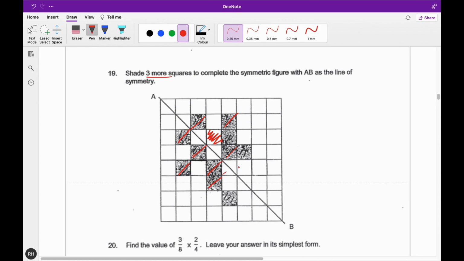Half line, 1 line, half line, 1 line, correct. And then we have half line, 1 line, half line. Okay, so 1 line over here, and then 1 more square, which is 1 line and half line, and 1 line. Okay, so these are the 3 squares that we need to shade in order for it to be symmetric.